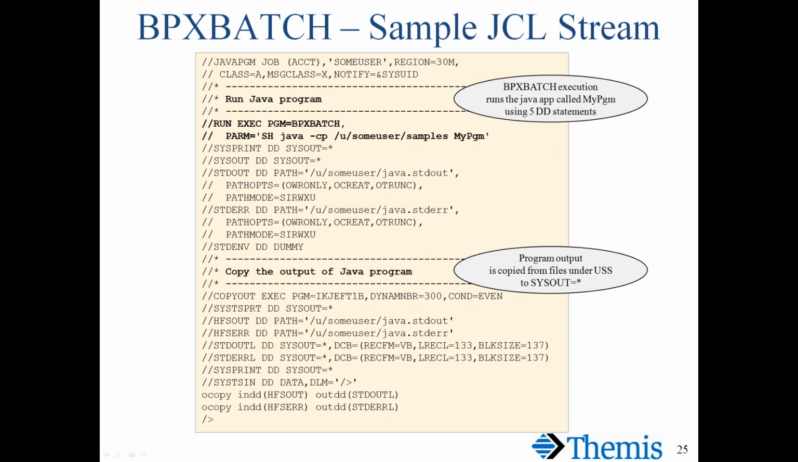Not a typical approach. So again, what you're seeing on slide 25 is how we run the program, and then in the bottom half, copy the output. One of the limitations of BPXBATCH, one of the big ones, is its inability to access ZIIP files. So we're actually sending the output to a file under the UNIX file system and then copying it in the second step over to some sysouts on the mainframe side.